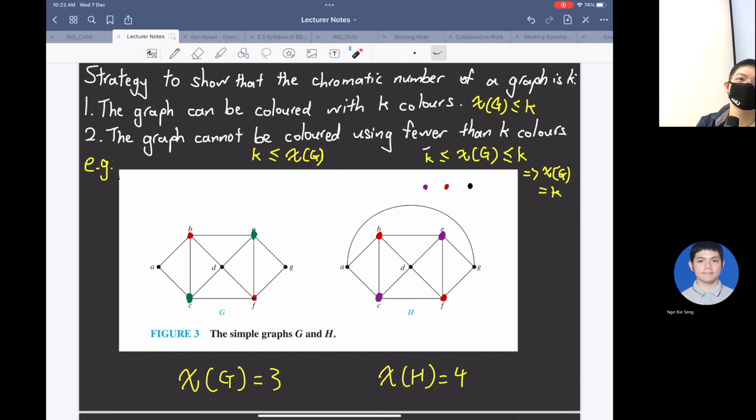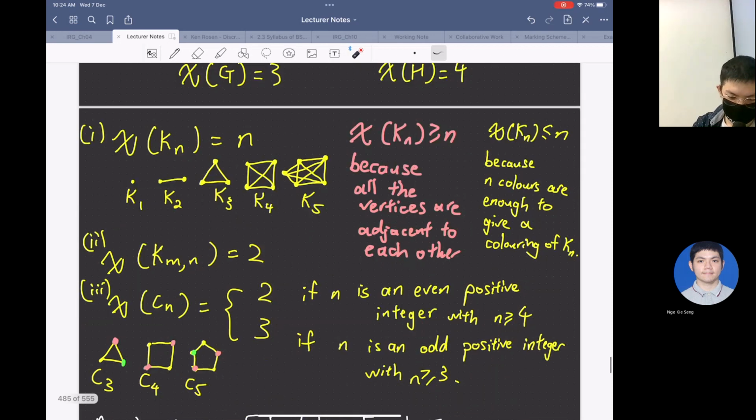Less than 3 doesn't work, because you must have 2 vertices which are adjacent to each other but have the same color. Any question? If not, then we proceed.